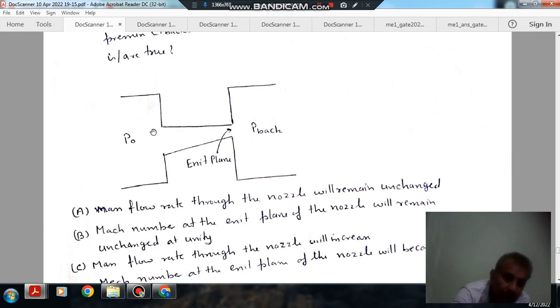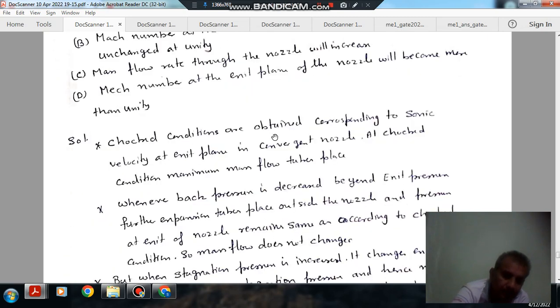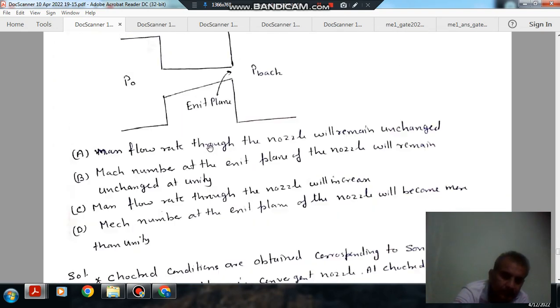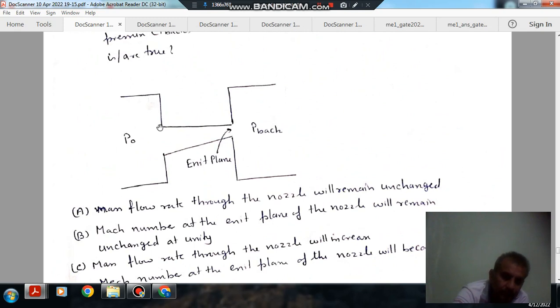But when P naught is changed, keeping the back pressure the same, what will happen? When the stagnation pressure is increased, as the pressure ratio across the nozzle is the same, the exit pressure corresponding to this stagnation pressure will also increase. Because the pressure ratio has to remain the same, the exit pressure will increase and the back pressure will remain the same. So further expansion will take place.